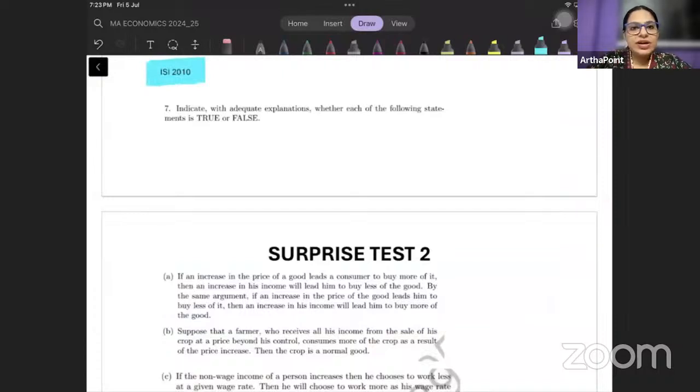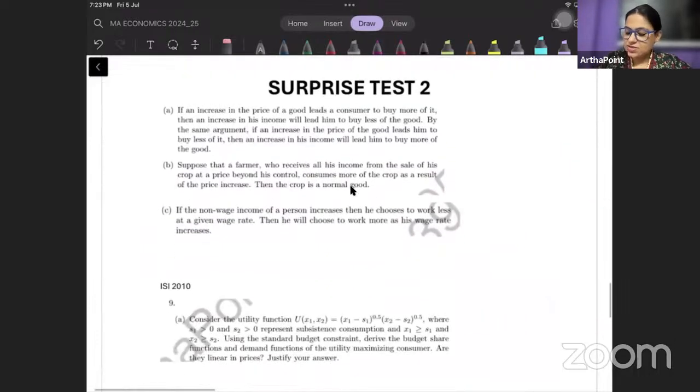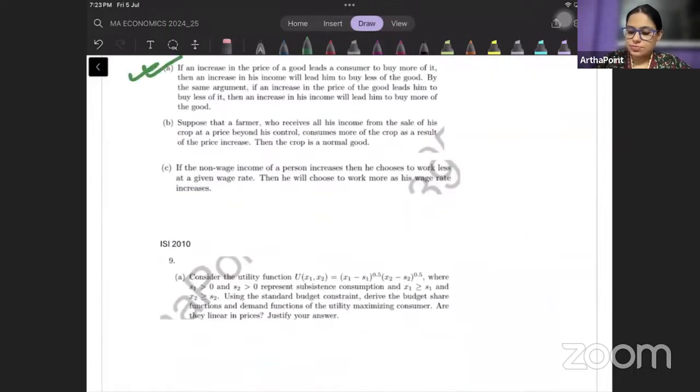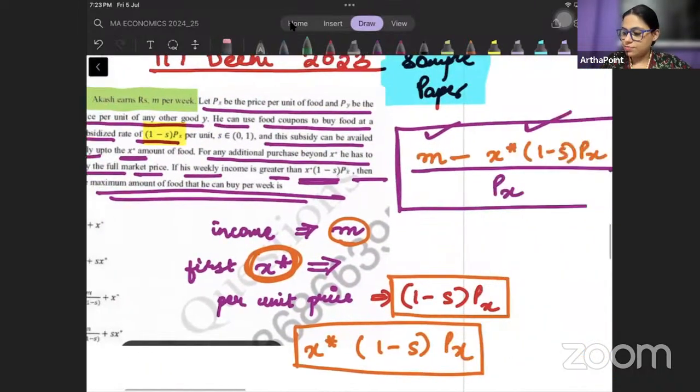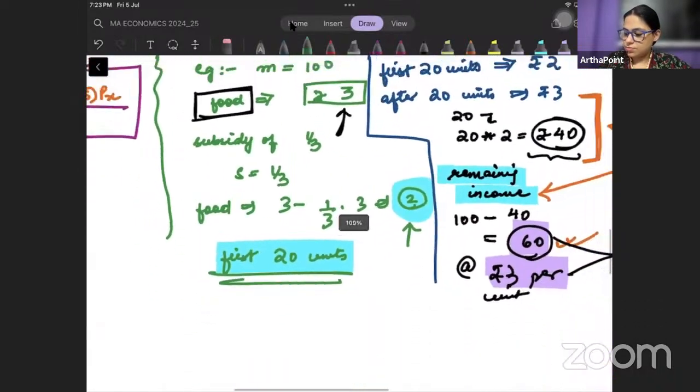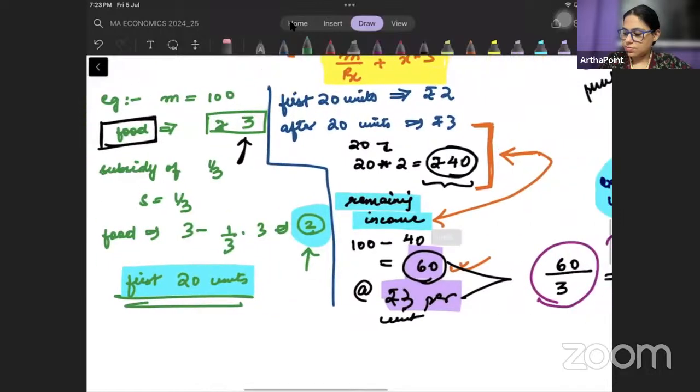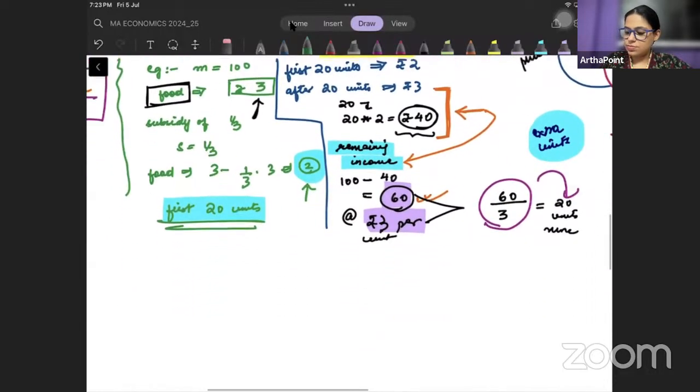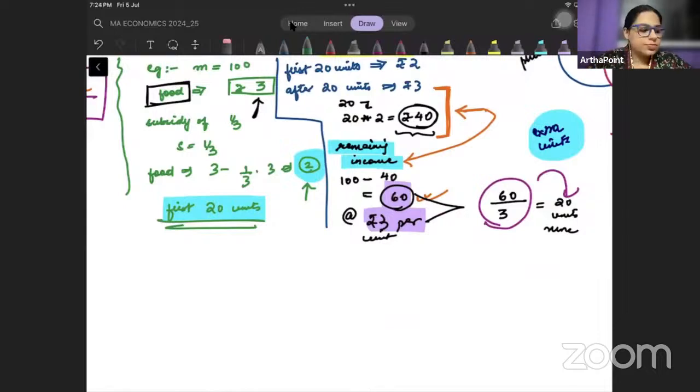I am going to see, you need to give me true or false, okay? So go ahead and answer this first one. Tell me whether this is a true or false statement. Acha, this is a numerical. This is the numerical.